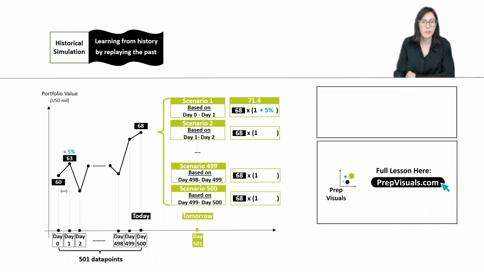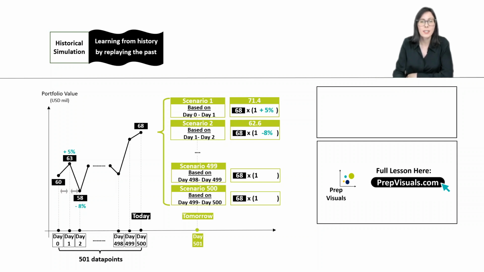In the very same fashion, scenario 2 is based on what happened between day 1 and day 2. And if we assume that the portfolio value for day 2 was 58, this would mean that during this time, the portfolio value has decreased with 8%. And if this is the case, our second scenario would imply that the value today will also decrease with 8%. And this calculation would lead to a value of 62.6.